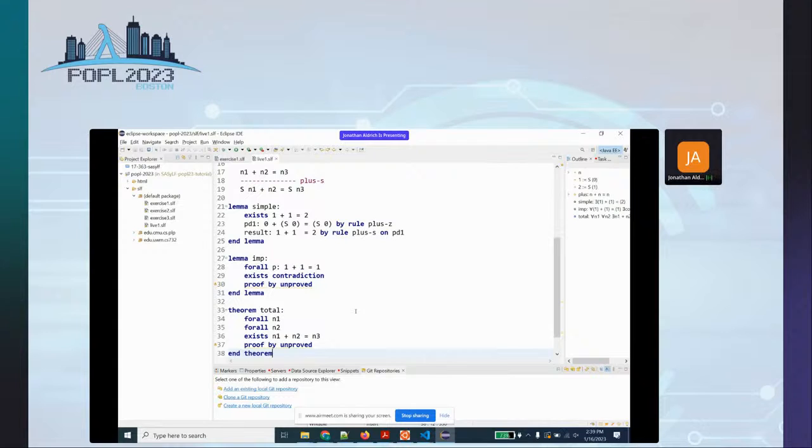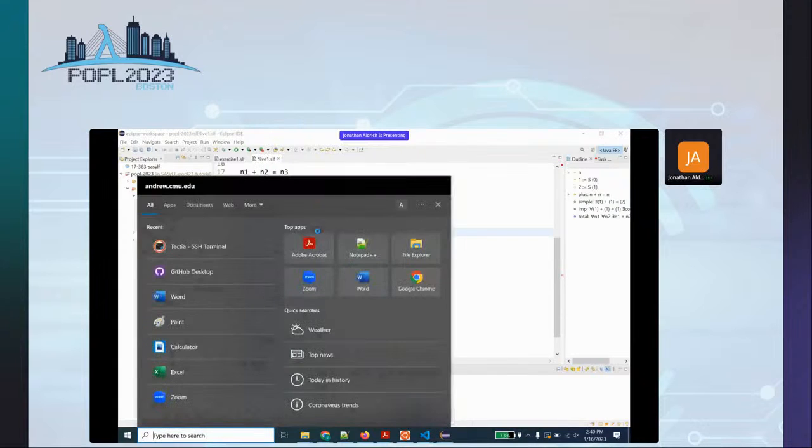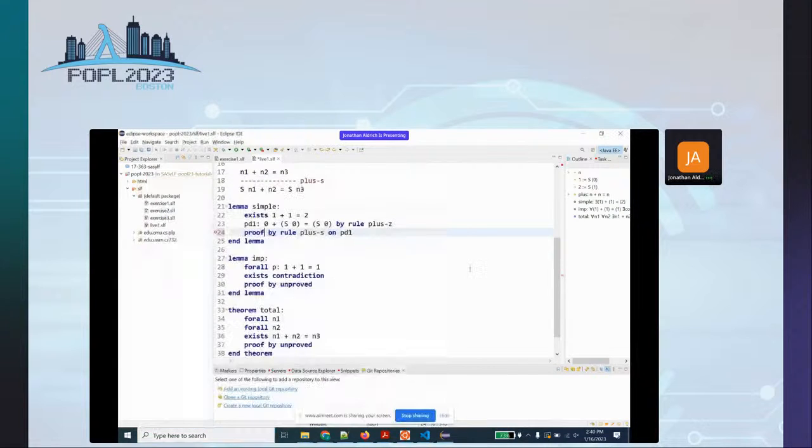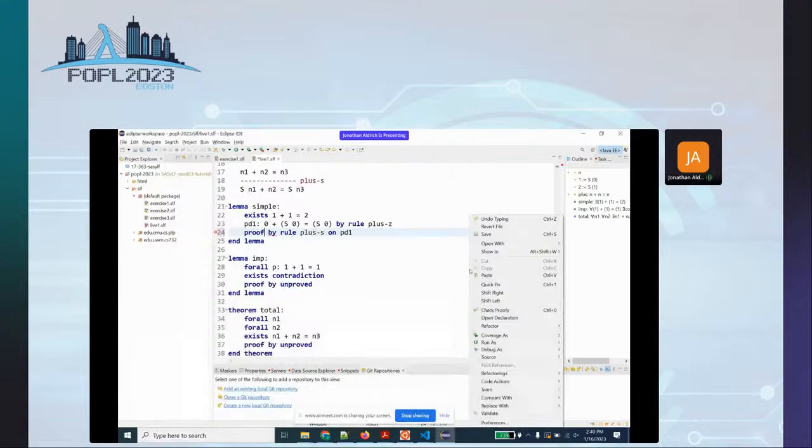I could make this thing here be a proof by. Proof by was the thing I added right away, because I found it was very repetitive to keep on repeating the goal whenever you had nested things.